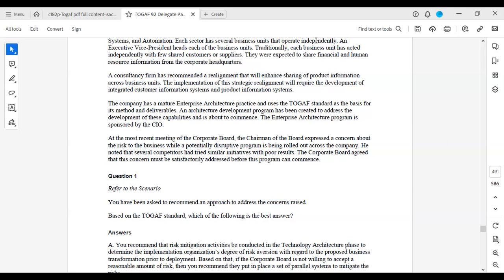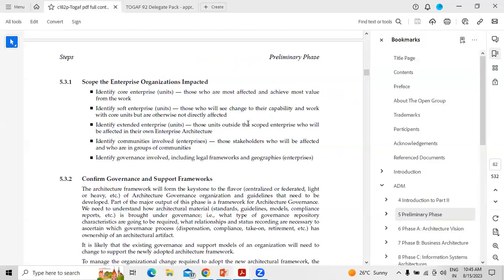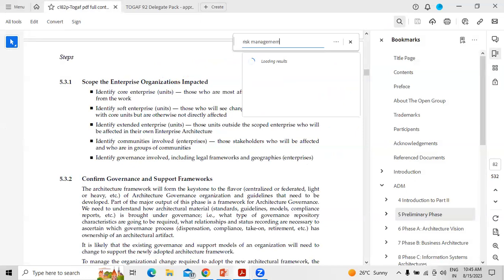Once you know it is risk, what do you do next? You will come up with a plan to mitigate those risks. You should know which topic to open, because whatever you do should be as per TOGAF, right?